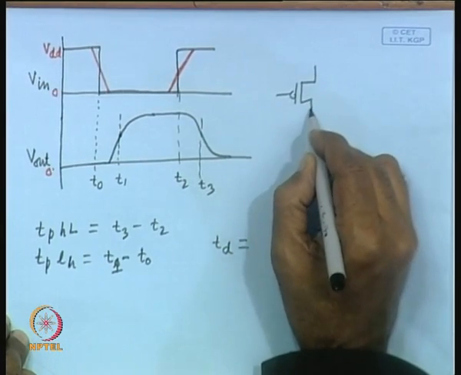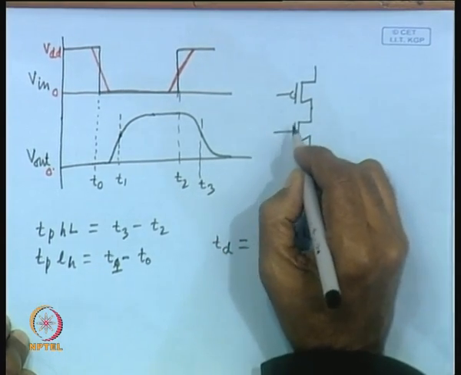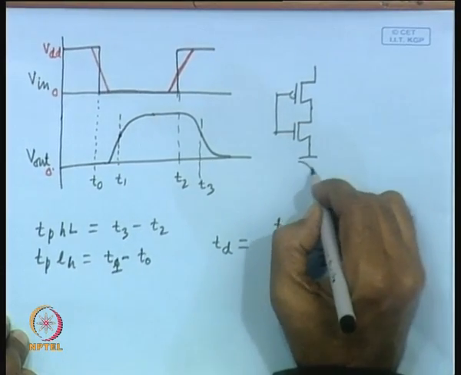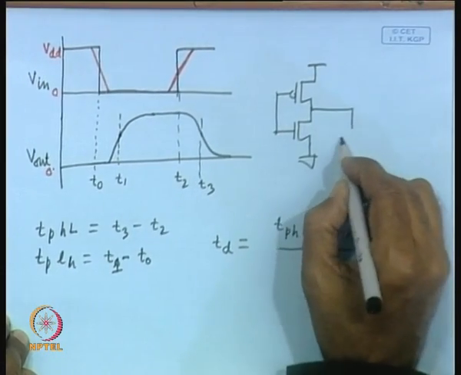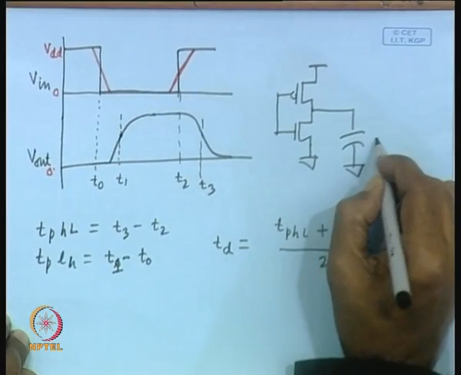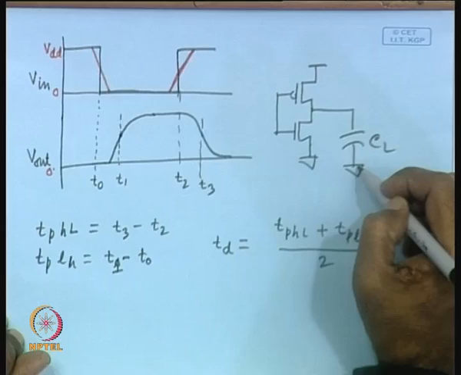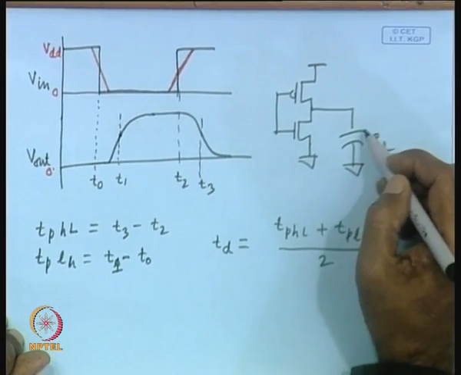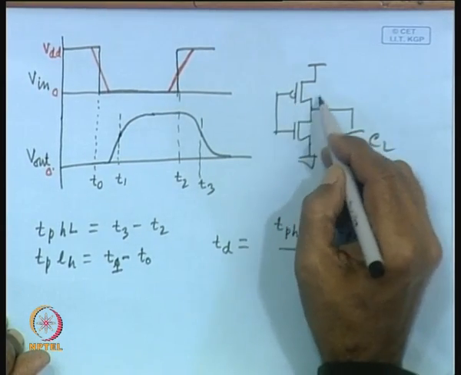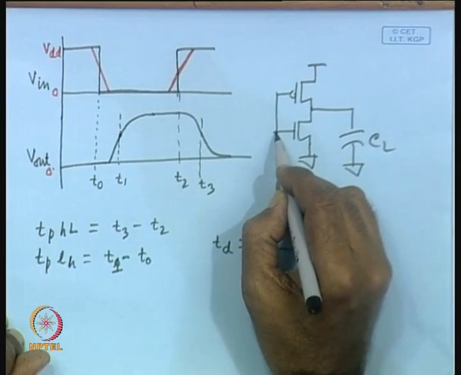Let me draw an inverter, that will make it clear. So, here we have a capacitance connected to ground, CL. Now, it is charging through this path. It is charging from 0 to VDD. So, what is the state of this device? That time, what input have you applied to it?